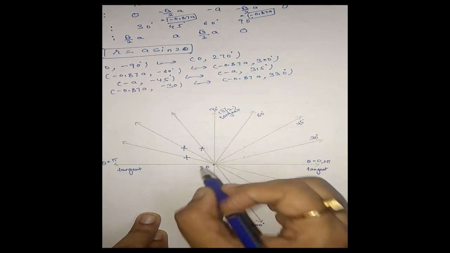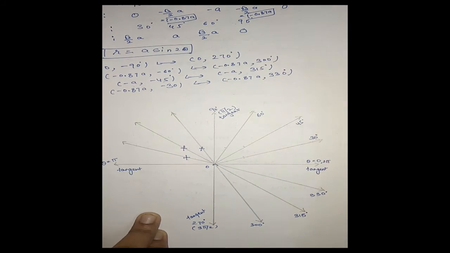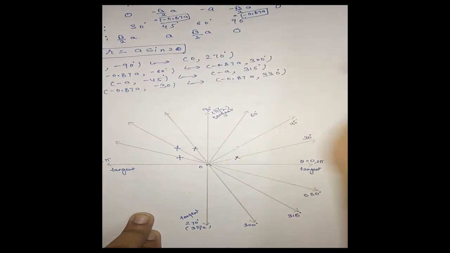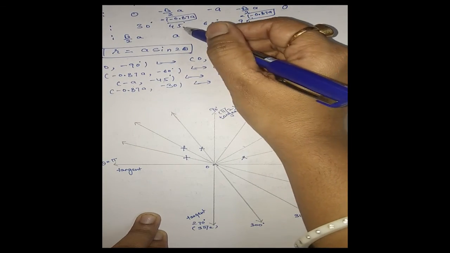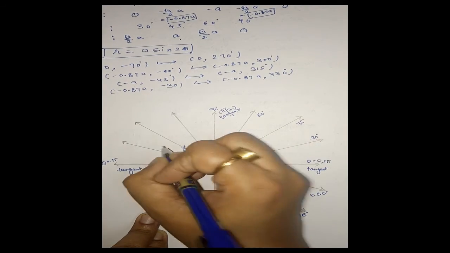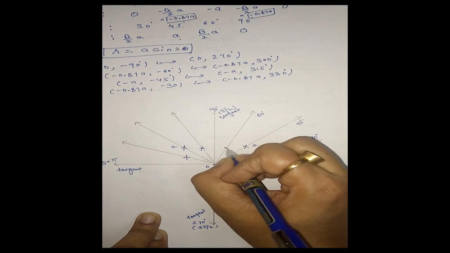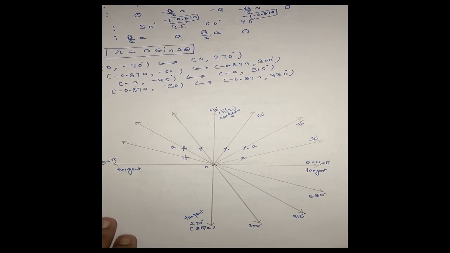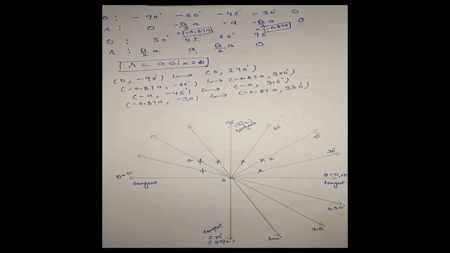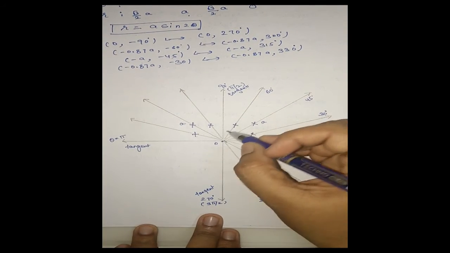When theta is 0, r is 0. When theta is 30, it is 0.87a. When theta is 45, r is a, so the point is here, and when theta is 60, the point is here. Okay, these are the points. Now we will trace the curve.